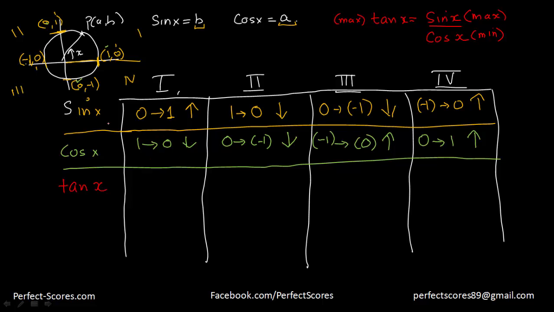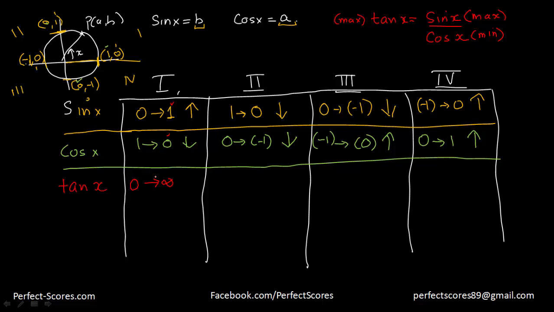So what is the maximum possible value of sine of x? That is 1. And what is the minimum possible value of cosine of x? That is actually 0. So 1 over 0, it's going to be infinite, right? So the maximum possible value of the tangent function in the first quadrant is actually going to be infinite. And you can clearly see that tan 90 is also infinite. And the minimum possible value is actually going to be 0.